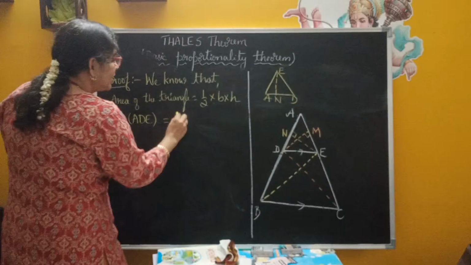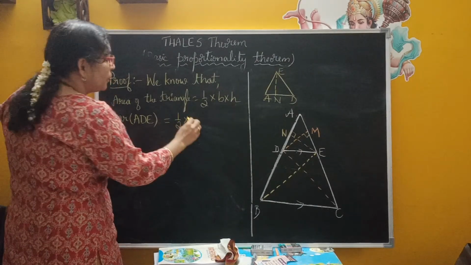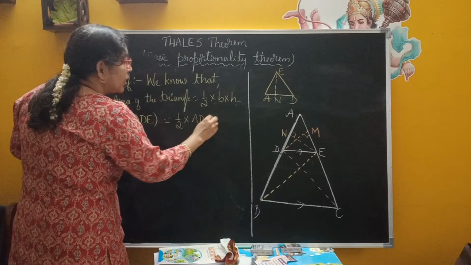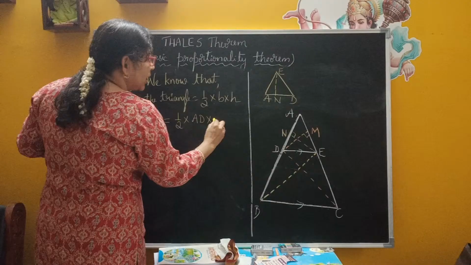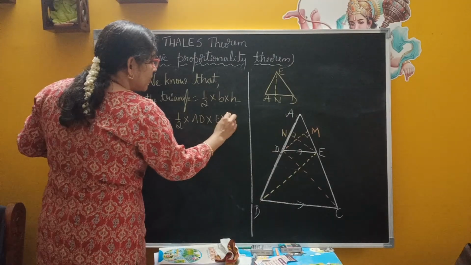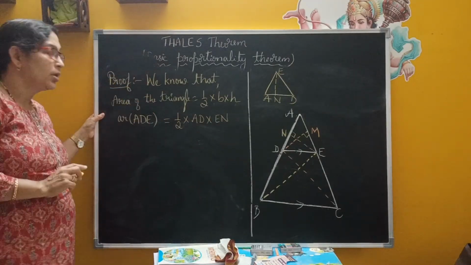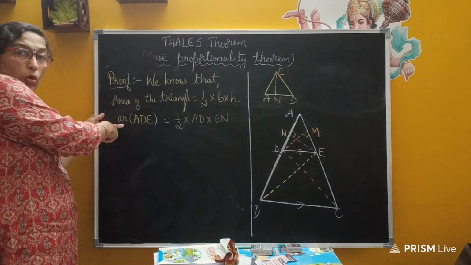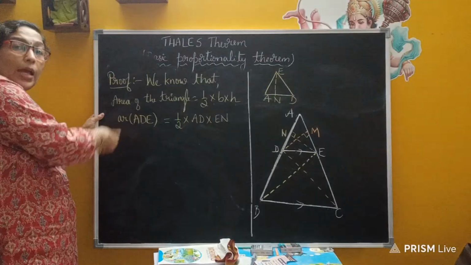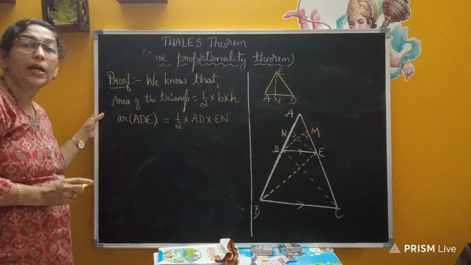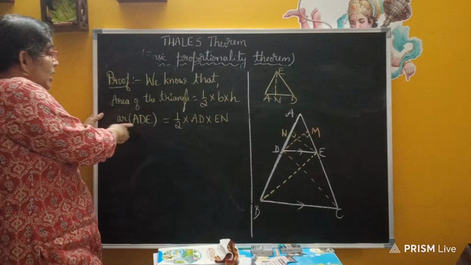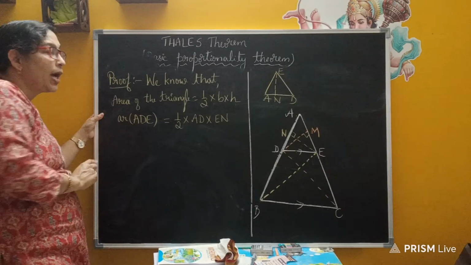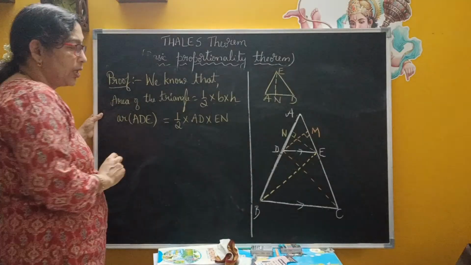So let us write that now. Half into base is AD into height or perpendicular it is EN. This is one of the equations. This representation you know. You have learned this in 9th standard. So area of ADE is equal to half into AD into EN.